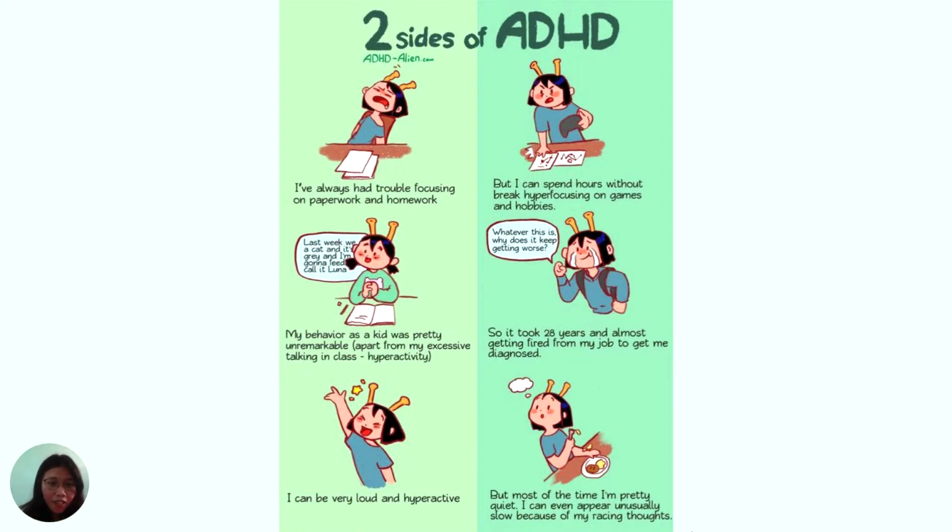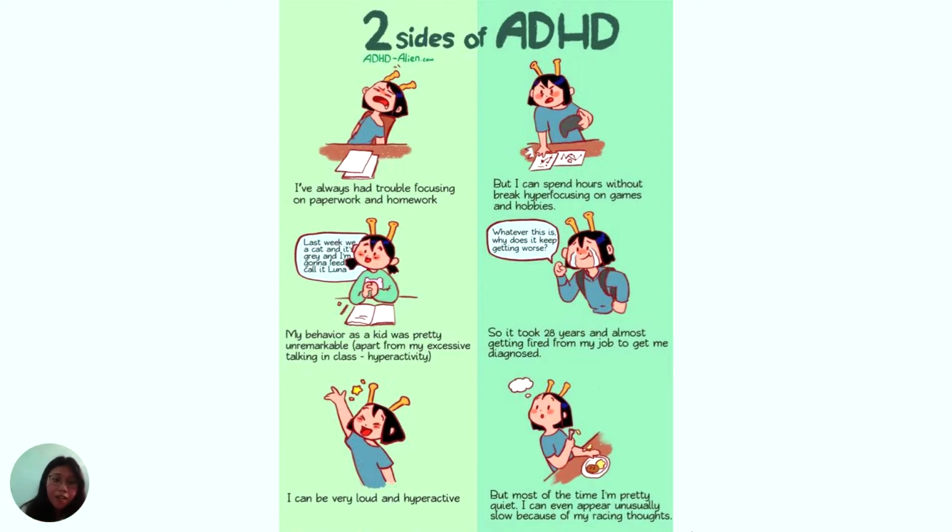Another one is, "My behavior as a kid was pretty unremarkable apart from my excessive talking in class, hyperactivity. Last week we had a cat and it's gray and I'm gonna call it Luna. And then, so it took 28 years and almost getting fired from my job to get me diagnosed." Another is, yung cutting people off pag may kausap. Like for example, nag-uusap kayo and then may sinabi siyang word na parang nagpaalala sa'yo ng isang bagay na kailangan mo siya agad ikwento kasi makakalimutan mo siya. So yung cut people off.